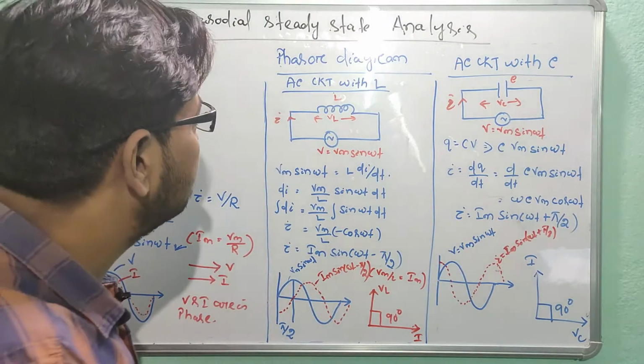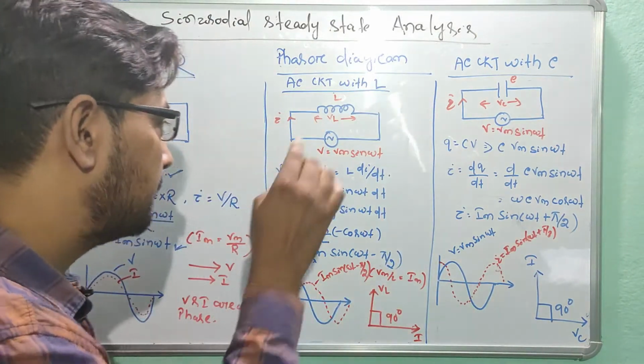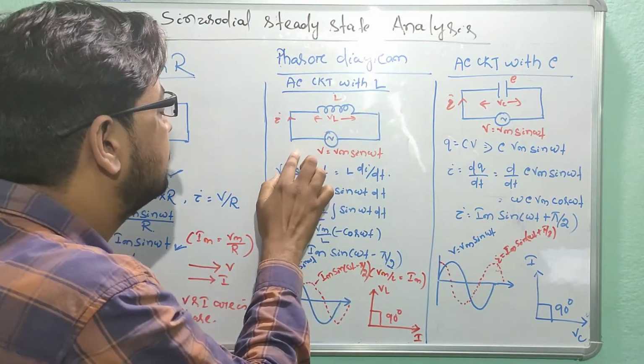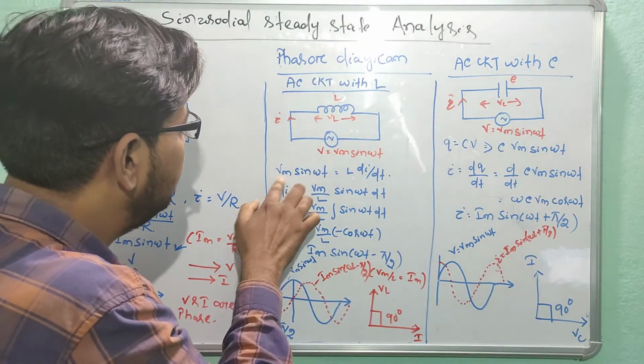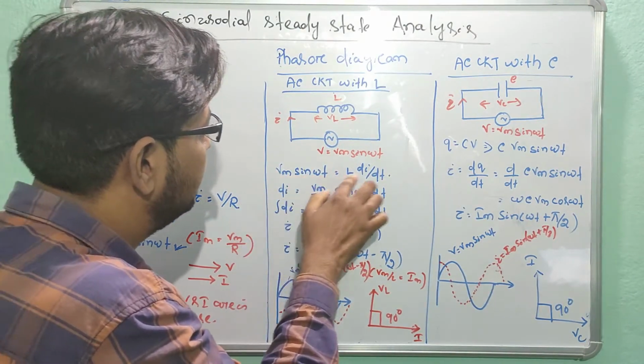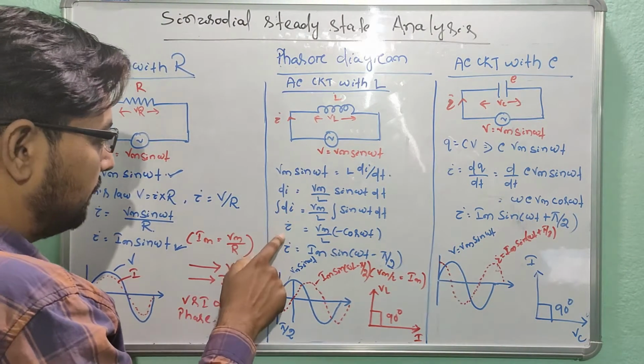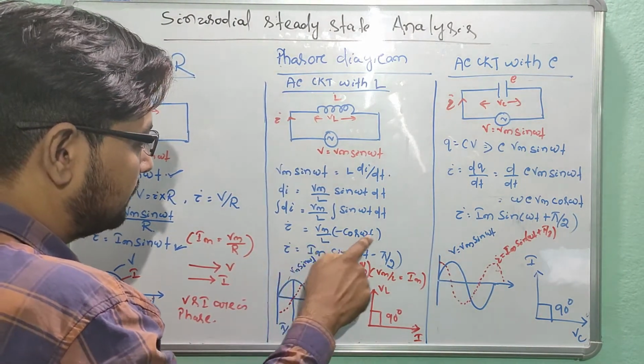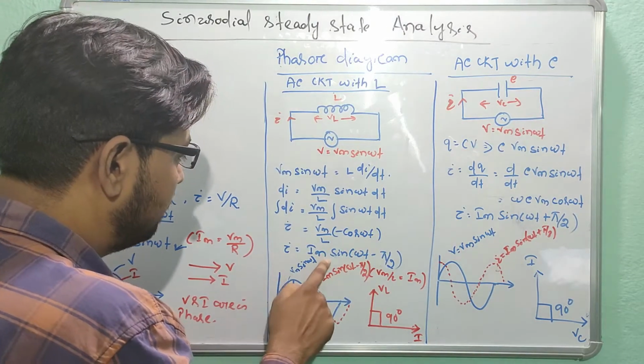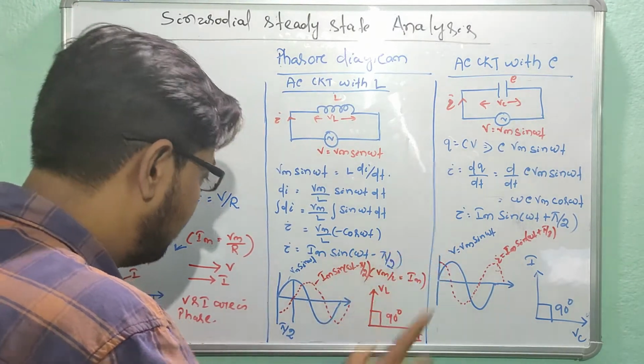Next we will discuss AC circuit with L. For pure inductance, you have to show V is equal to Vm sin omega t is equal to L di by dt. And what is my I expression? For that, I is equal to minus Vm by omega L cos omega t. That is, I is equal to Im sin (omega t minus pi by 2).